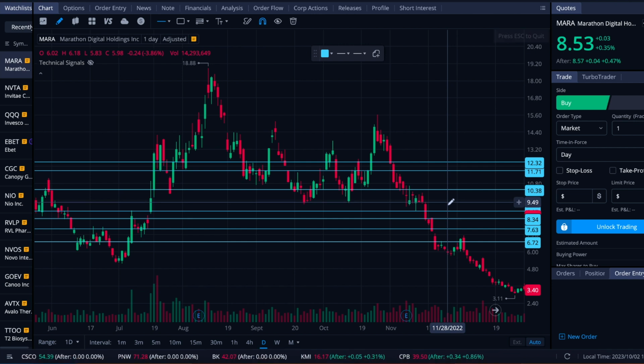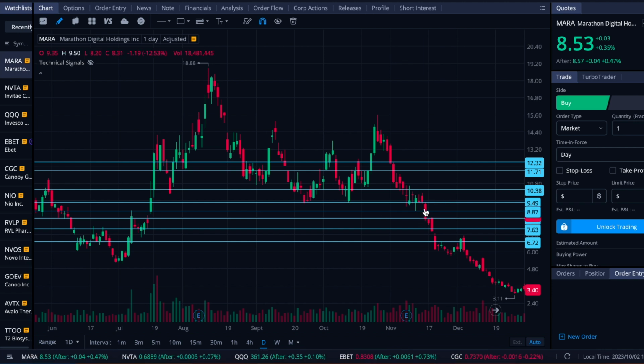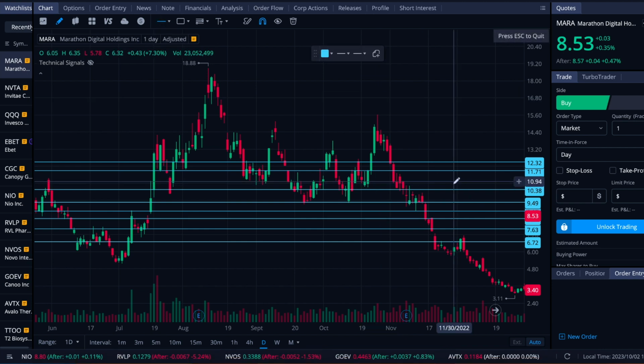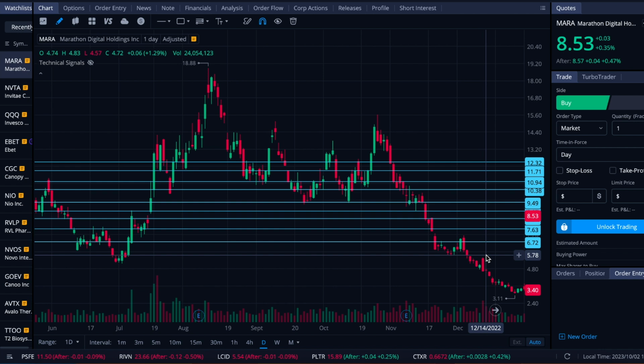I would put a level in here, 9.49. So we have kind of a big stretch here, 8.87 to 9.49, at least percentage-wise. I know it's just a few pennies, but knowing that Mara can move and groove, I'll put one here at 10.94. Okay, so we have charted all the way down to 6.72, all the way up to 12.32. I'm going to leave those for the time being. Let me see if I want to throw in one more.